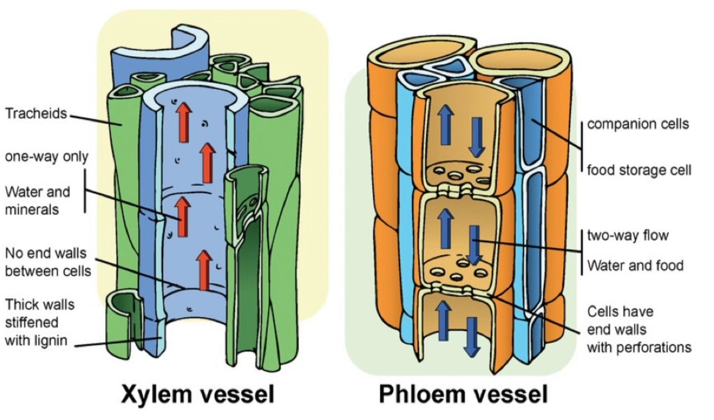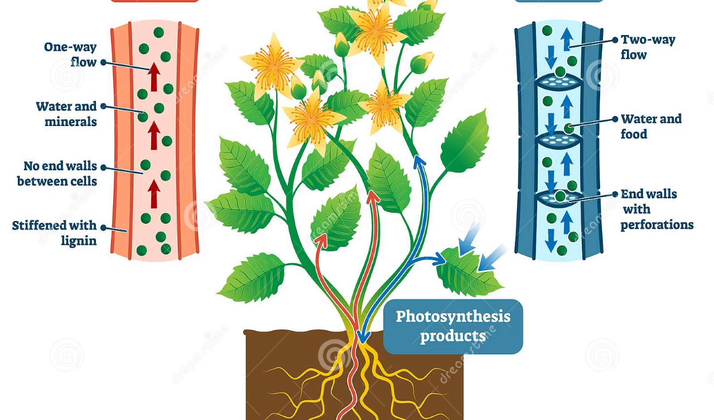The phloem and xylem have similar jobs for transporting food, but phloem gets its food from leaves and xylem gets its minerals from the soil and the environment.